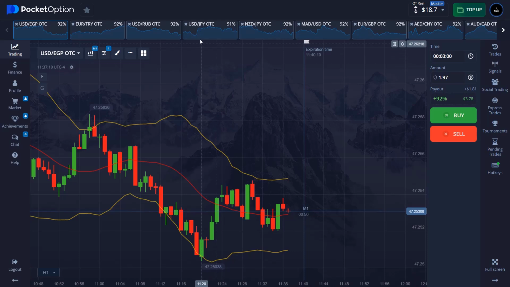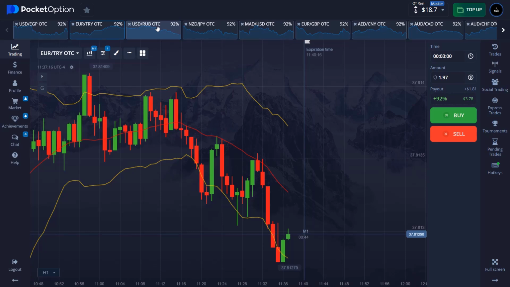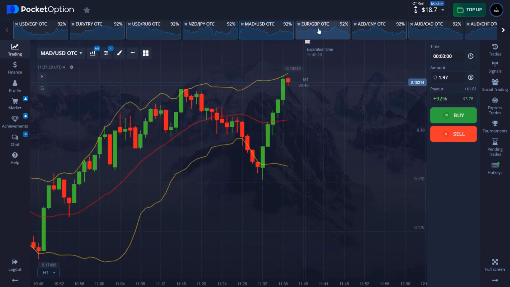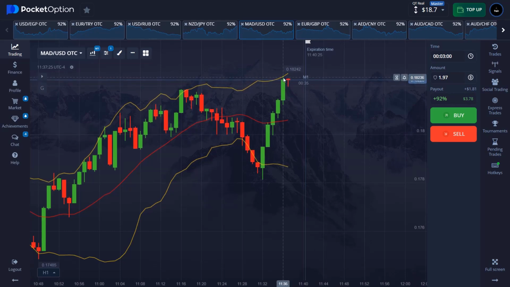So I'll try to find a couple trades here that I can take real quick. I'm just going to try to take one of each so I don't make this video too long. Alright, so this one basically stopped close to the band. It wicked up to the band. So if this one is a red candle, then we'll go ahead and take 3 minutes down.